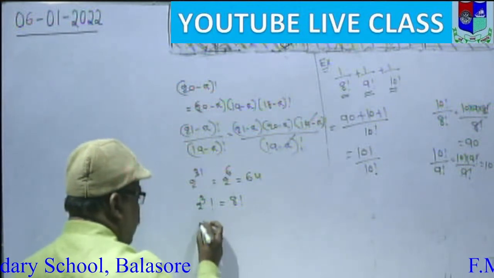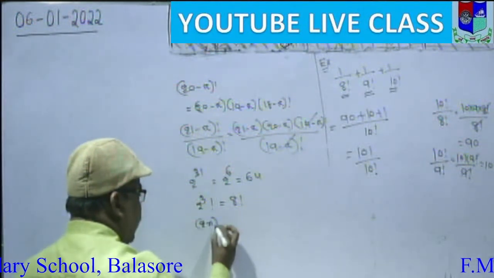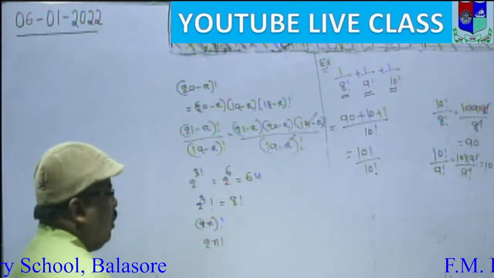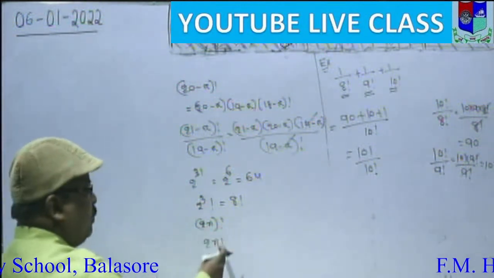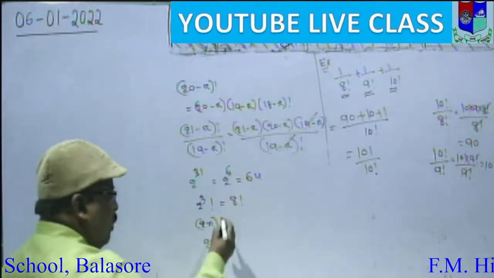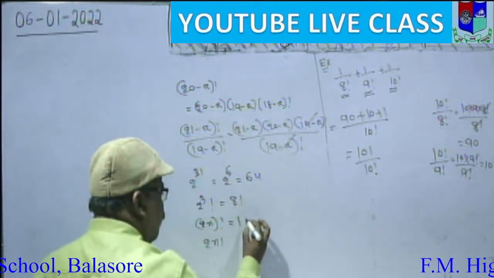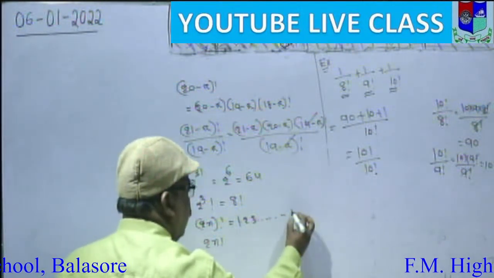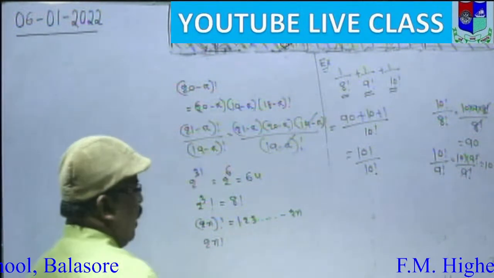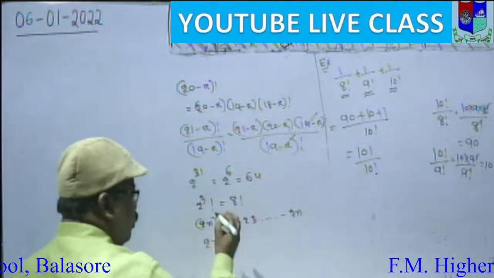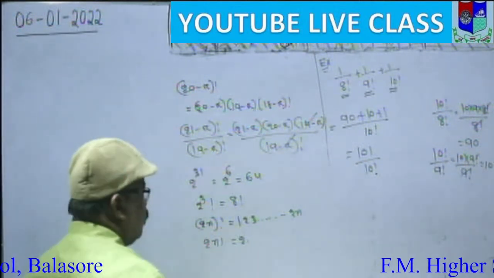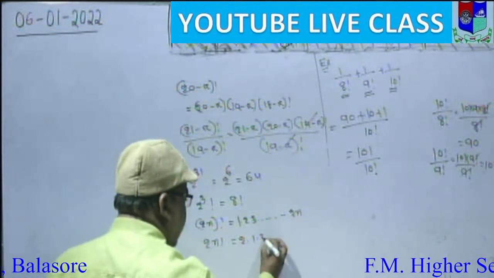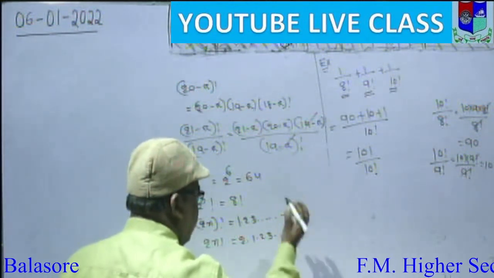Similarly, one may write this. What is the difference between (2n) factorial and 2 into n factorial? What is the difference between these two? (2n) factorial means we multiply all the consecutive natural numbers from 1 to 2n. 2 into n factorial means 2 is multiplied by only n factorial, that is 1, 2, 3 up to n.